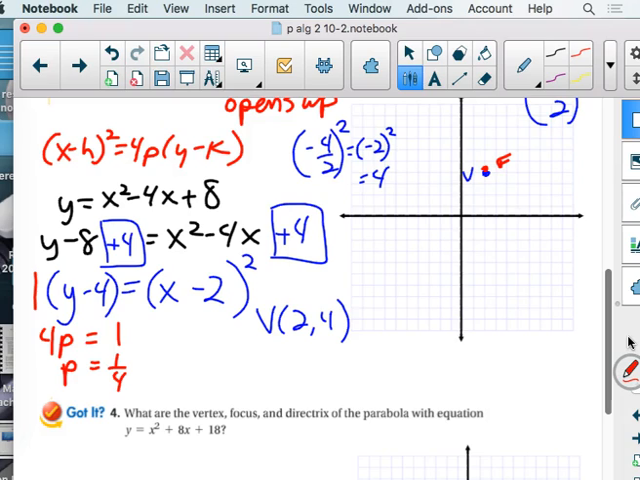Now, I'm going to go over 2 to get to my focus. I go up 4, and then I have to go 1/4 more. So I'm going 4 and 1/4 units up, but we're going to want that as an improper fraction. So that'll be 17/4. So there's my little focus, (2, 17/4). Now, I know this is going up, and I know it's skinny, and here's how I know it's skinny. Because the focus is so close to the vertex. If that's going to be close like that, I'm going to get a really skinny parabola.